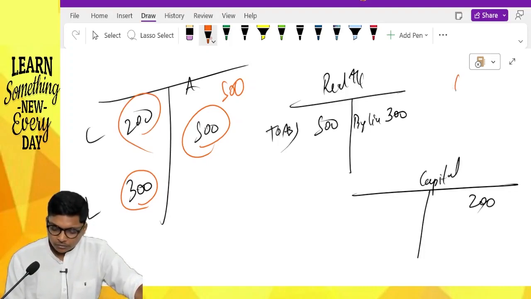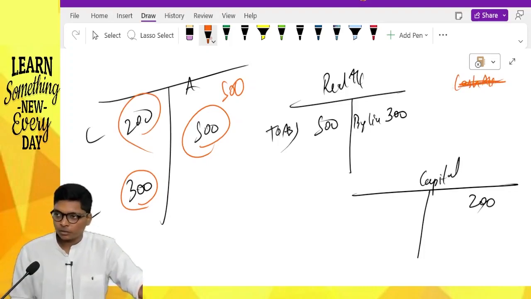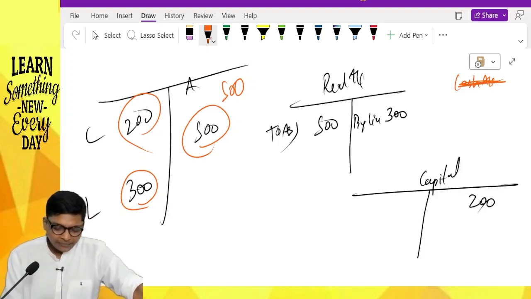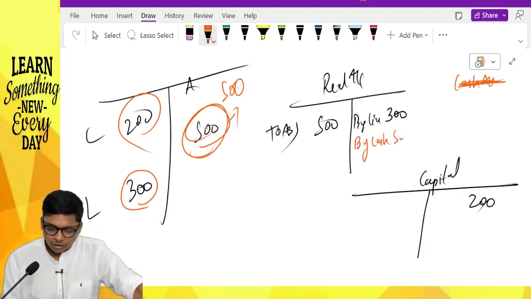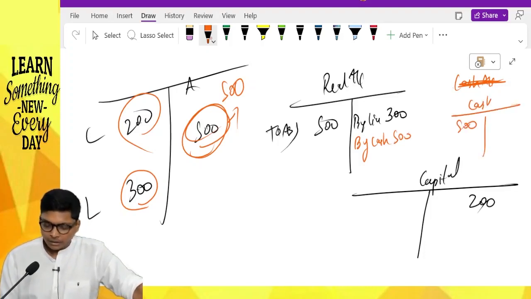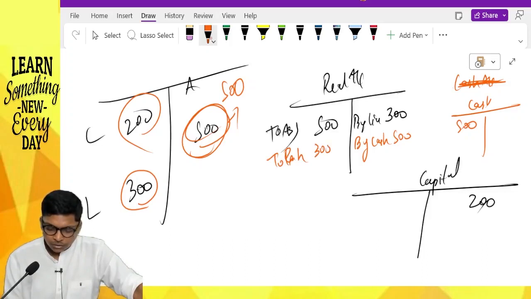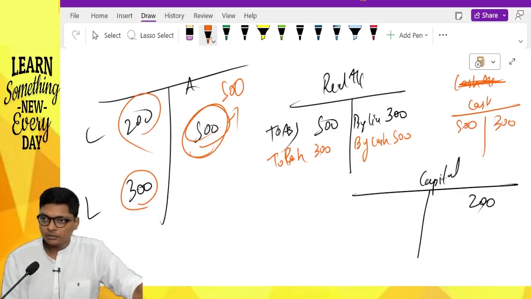So I'm writing cash account, no cash account, everything is assets. Now I'm selling assets for 500. So I will debit cash 500, correct? So cash account 500. Then I'll settle liabilities for how much? To cash account 300. Cash settle for 300.